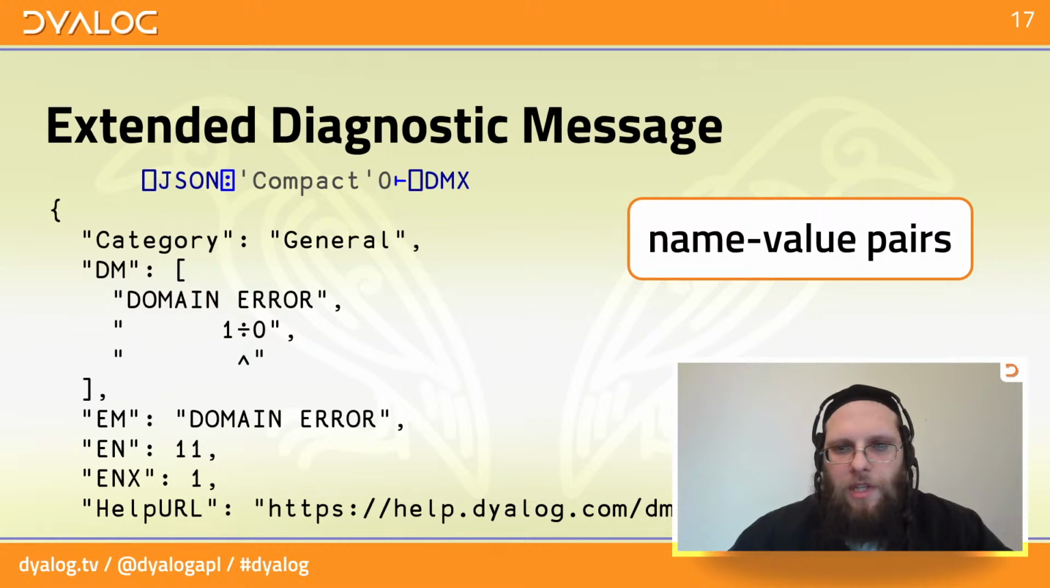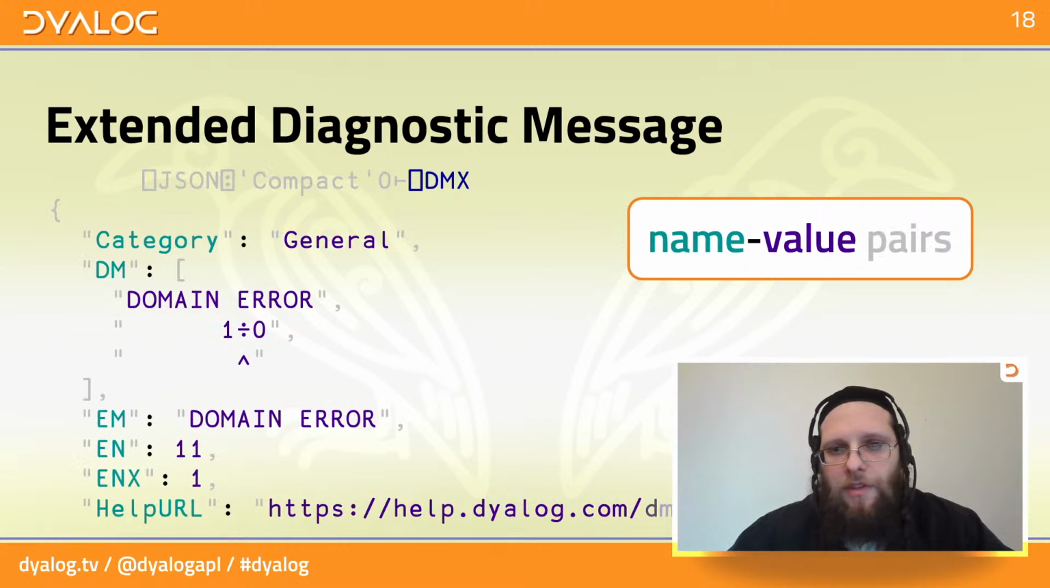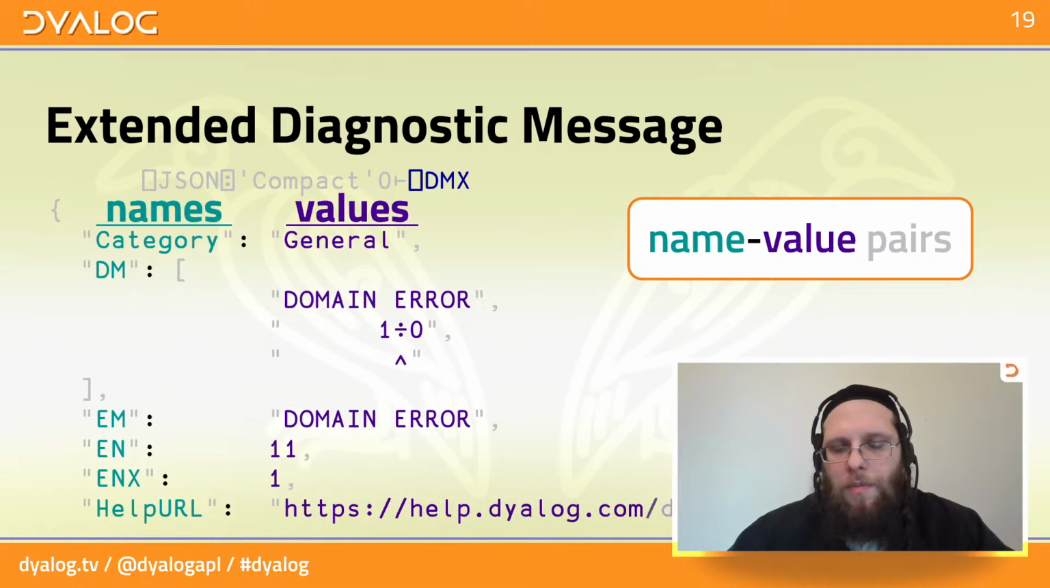And if we look at this really carefully, we can actually see that it's a namespace that consists entirely of names and values. We could also represent this as a table. In fact, ⎕SIGNAL can handle a 2-column matrix as well as a vector of 2-element vectors. But for now, we're just going to deal with the 2-element vectors.